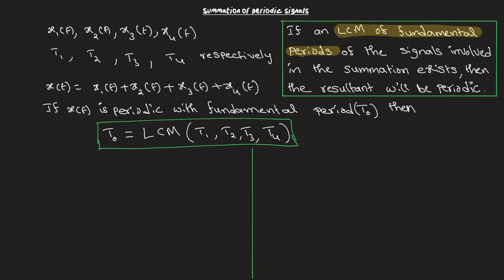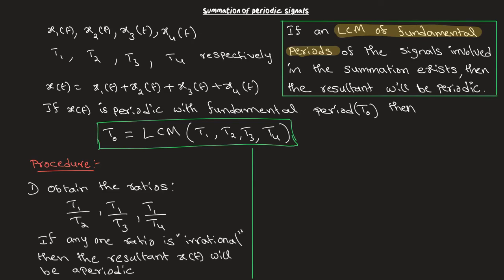There is a step-by-step procedure to determine the fundamental period of summation of periodic signals. As a first step in this procedure, form the ratios by taking any one signal's fundamental period in the numerator and taking the remaining signals' fundamental periods in the denominator. For this example, obtain the ratios t1 by t2, t1 by t3 and t1 by t4. Among these ratios, if any one or more than one ratios are irrational, then such a resultant signal x of t will be aperiodic. If all the ratios are rational, then the resultant will be periodic.